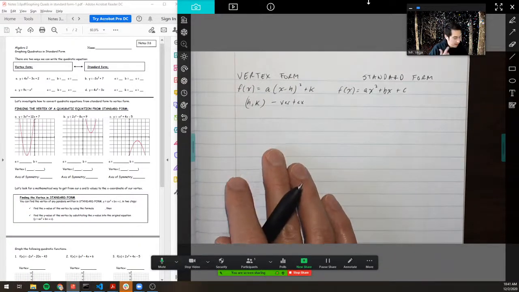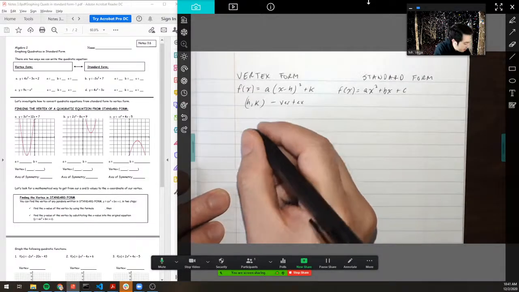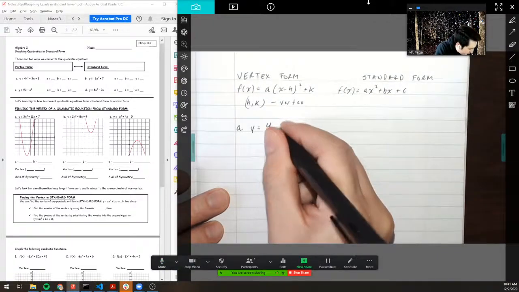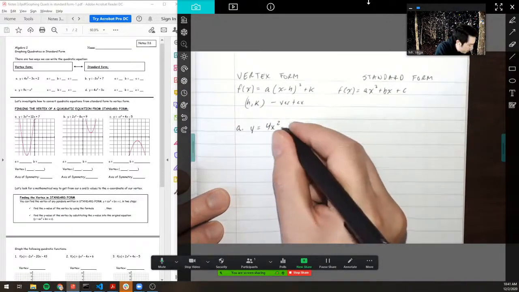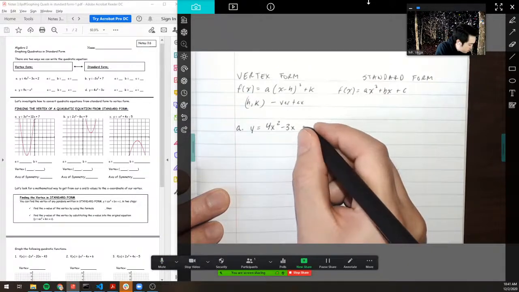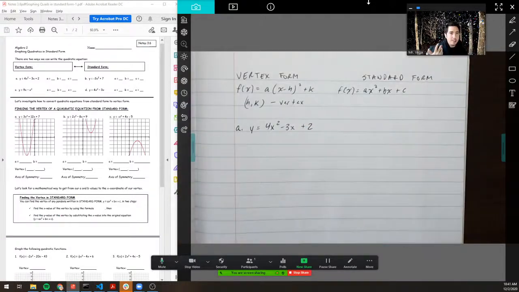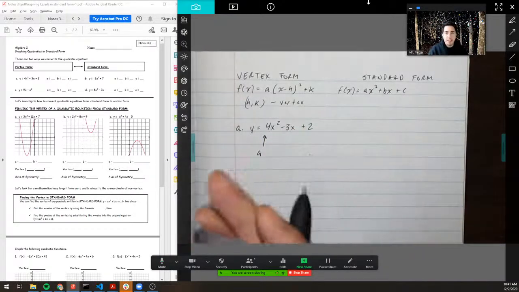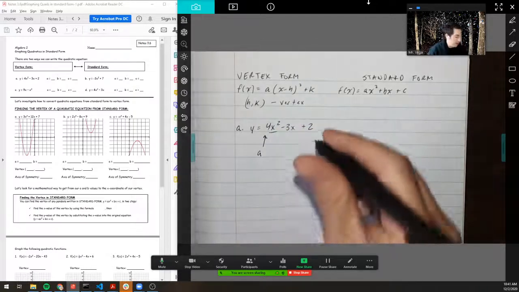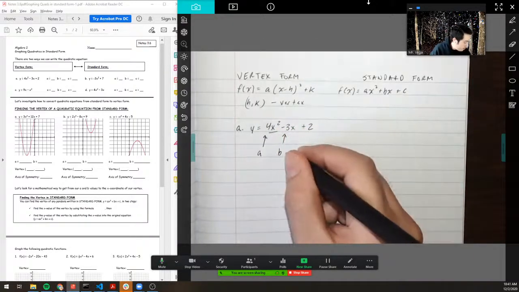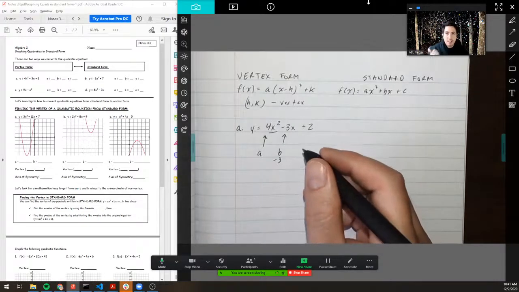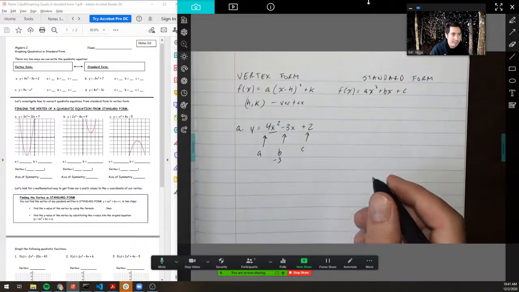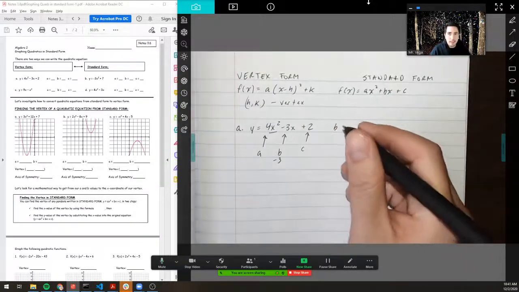So let's look at part A, the first part of the notes here. We're given this equation, y equals 4x squared minus 3x plus 2. It's not hard to tell what a is. A is just going to be the 4. That's the coefficient of the x squared. Just look at the x squared, and whatever's in front of it, that's the a. Negative 3 is b here. It's negative 3, not just 3. The c value here is the 2. So it's not hard to read quadratics in standard form.